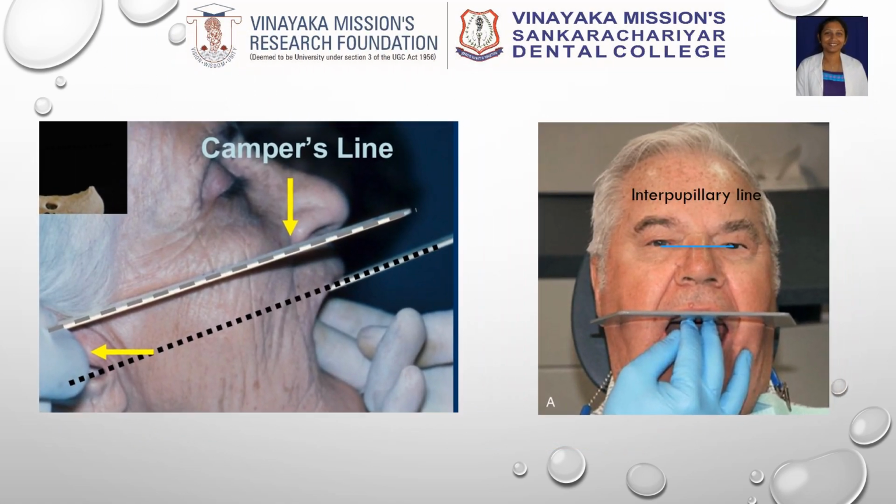A camper's line has been drawn, that is from the ala of the nose to the upper border of the tragus. This line should be parallel to the posterior occlusal plane, and the anterior occlusal plane should be parallel to the interpupillary line, which is an imaginary line.